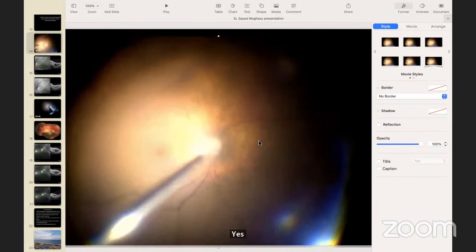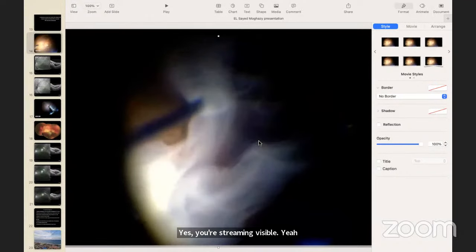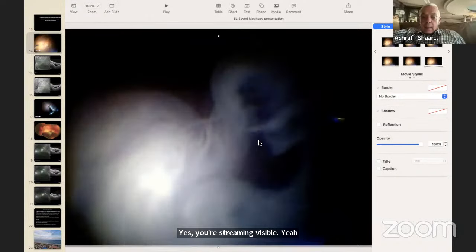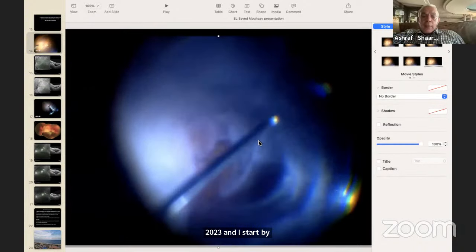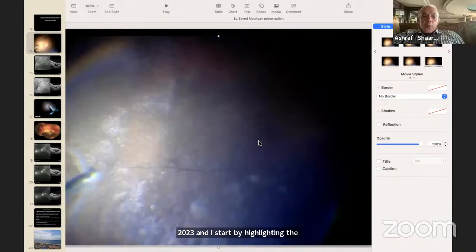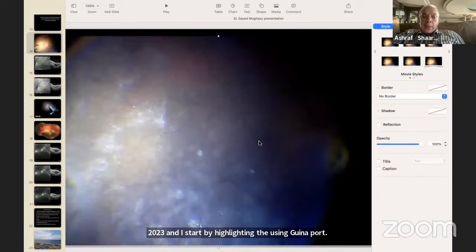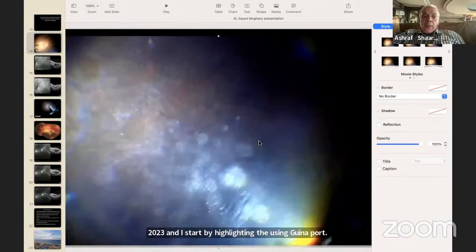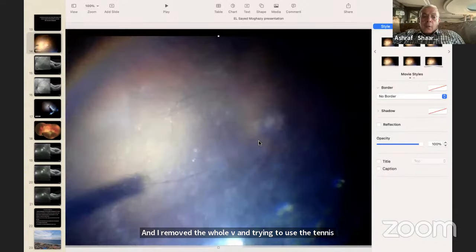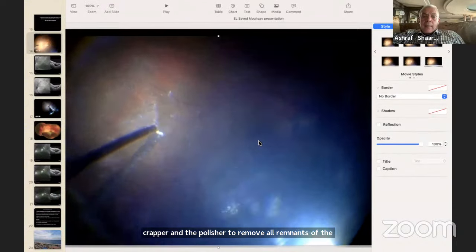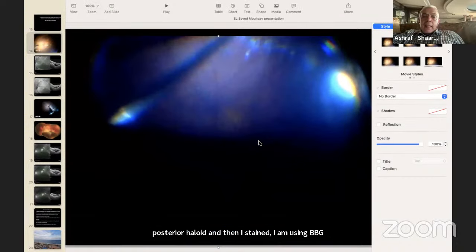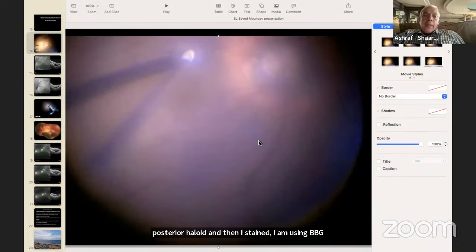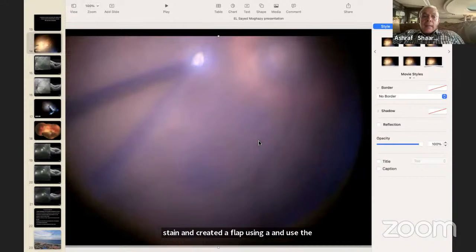Yeah. Okay, now this is the left eye, which had developed a macular hole in 2023. I started by highlighting the vitreous using Kenacort. I removed the whole vitreous and tried to use the Tano scraper and the polisher to remove all remnants of the posterior hyaloid. Then I stained the ILM using BBG stain and created a flap using a Tano scraper, and used the ILM forceps to fold the flap inside the hole.